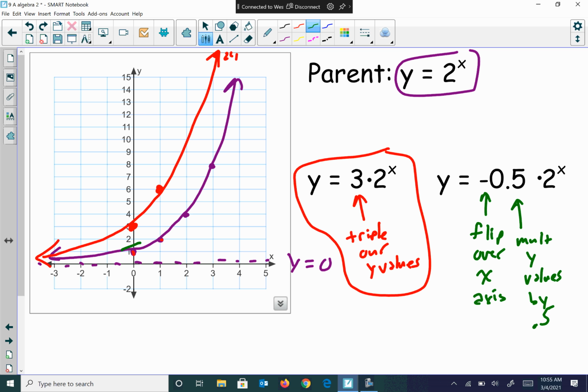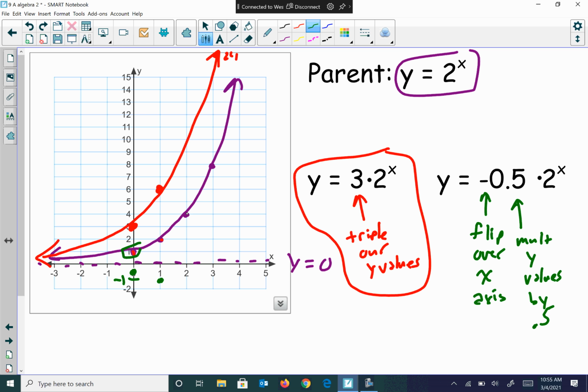Okay, so I'm looking back at this point. That's my original. So I'm going to flip over here. It's going to come down here to negative 1. But I'm going to multiply it by 0.5, so it actually happens right here. This value, I'm going to make it negative 2, and I'm going to multiply it by 0.5, so that's going to happen at 1.